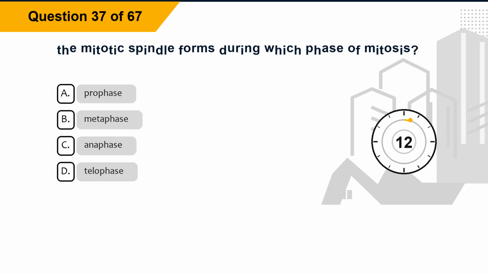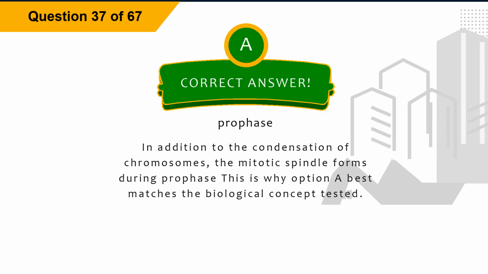Question 37. The mitotic spindle forms during which phase of mitosis? Option A, prophase. Option B, metaphase. Option C, anaphase. Option D, telophase. The correct answer is option A, prophase. Explanation. In addition to the condensation of chromosomes, the mitotic spindle forms during prophase. This is why option A best matches the biological concept tested.